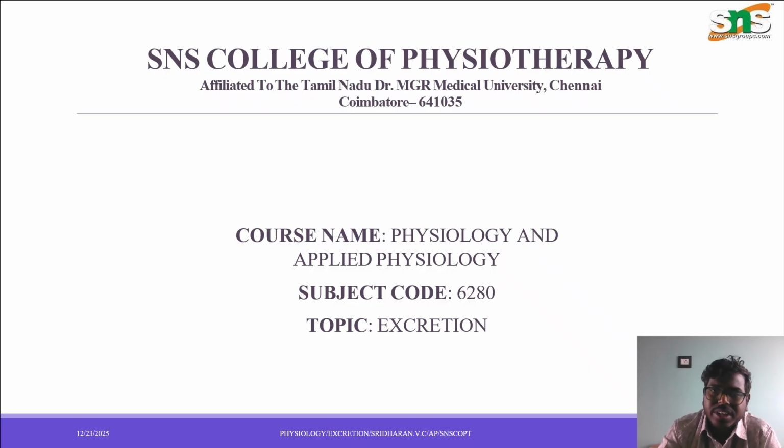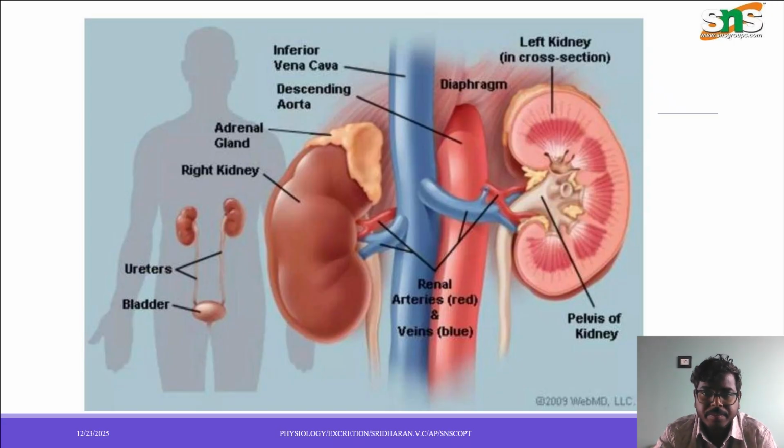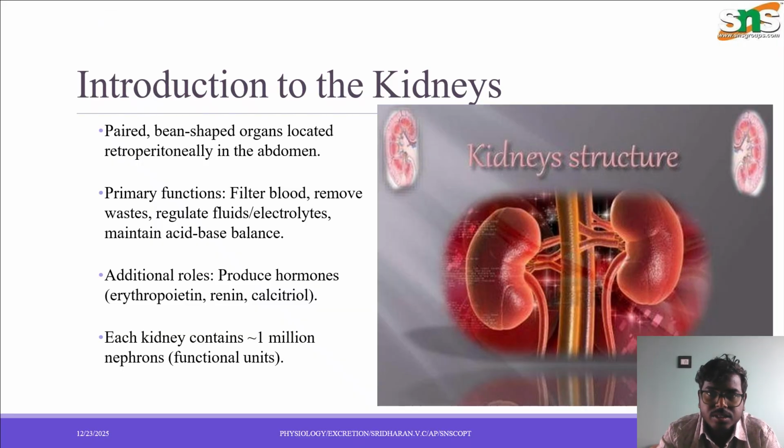In this video, we're going to see about the topic of excretion. First, we're going to see about the introduction of the kidneys. Generally, the kidneys are paired bean-shaped organs located in the retroperitoneal region of the abdomen.